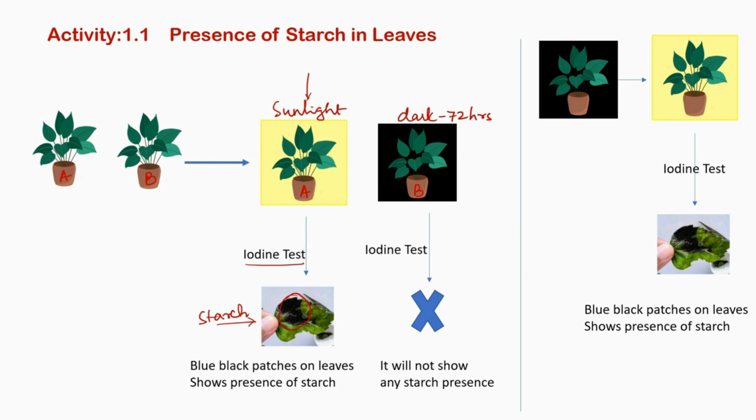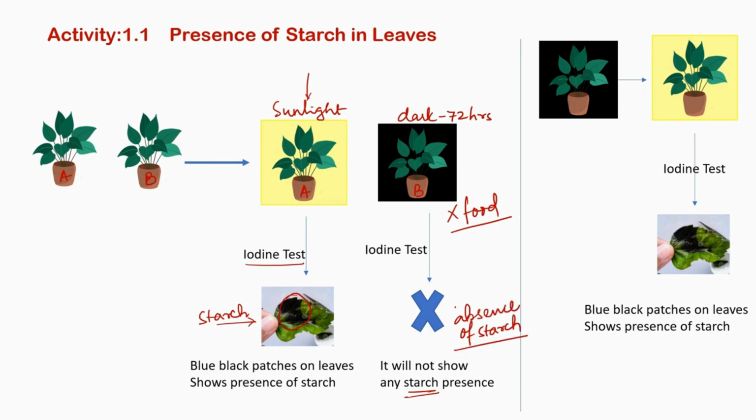Now plant B, which we kept in the dark for 72 hours: we add some iodine drops on the leaves and they will not show any color. They will not show any blue and black patches on the leaf. That means there is no presence of starch, because the plant has not done any photosynthesis and has not made any food. Without photosynthesis, they cannot make food, and for photosynthesis we require sunlight. So there is an absence of starch here because we kept the plant in the dark.